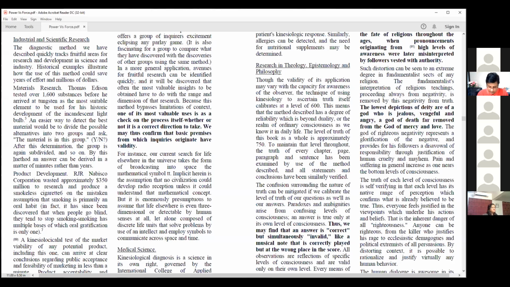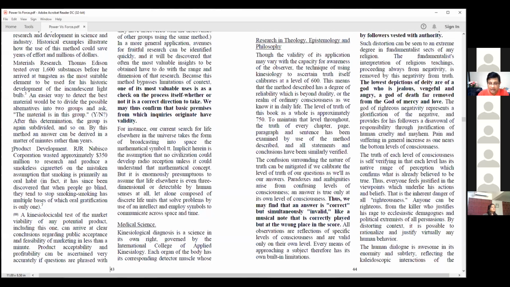Industrial and scientific research. The diagnostic method we have described quickly tracks fruitful areas for research and development in science and industry. Historical examples illustrate how the use of this method saves effort and millions of dollars. So what is he meaning over here? If we can test which product has a higher level of consciousness, what manifests at a higher level of consciousness, then we can save a lot of money on the research of stuff. Because if it's not going to turn up, then what's the point of researching it?